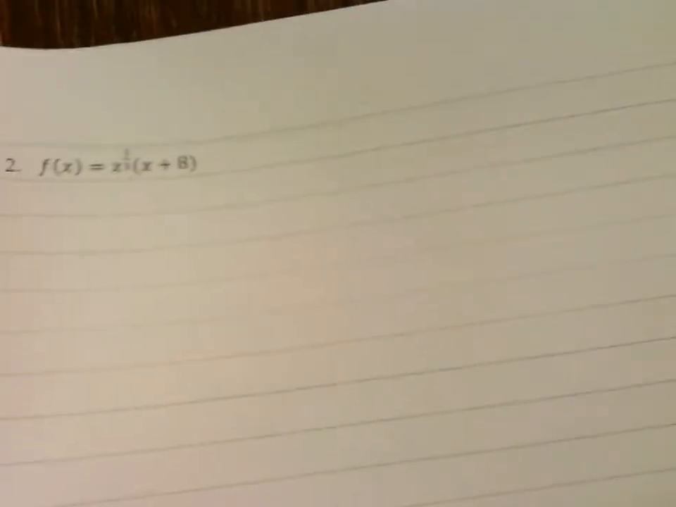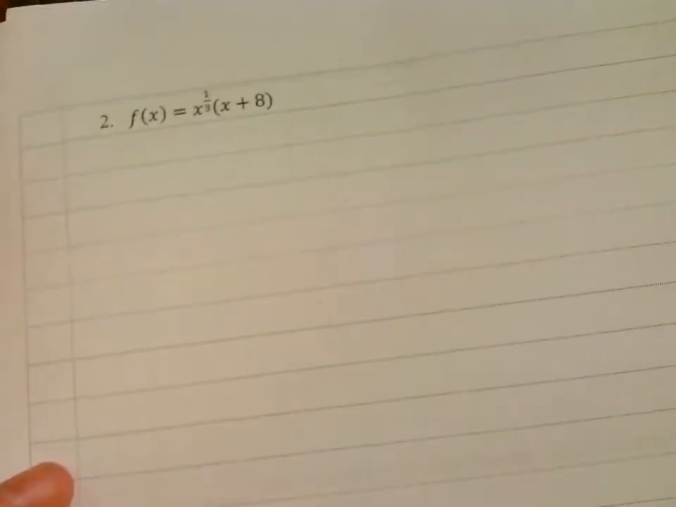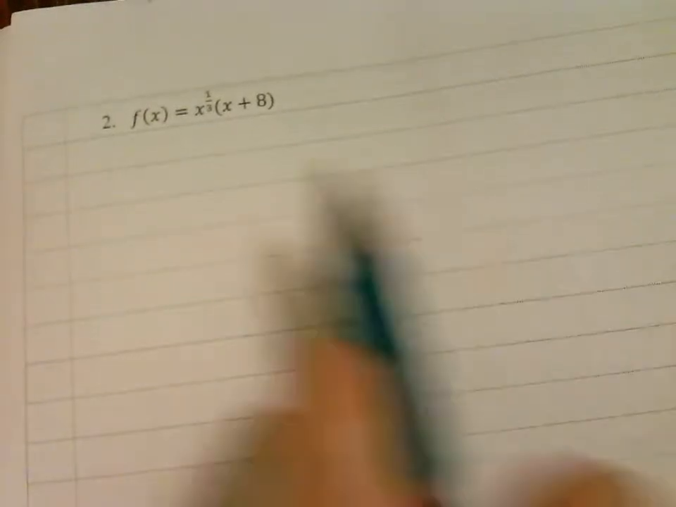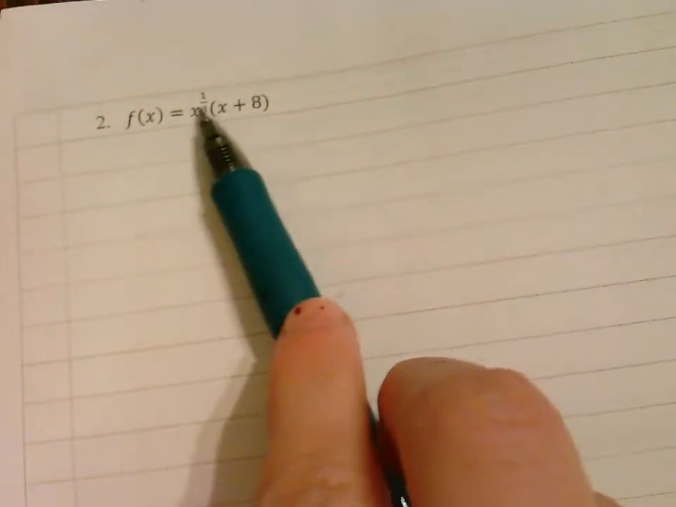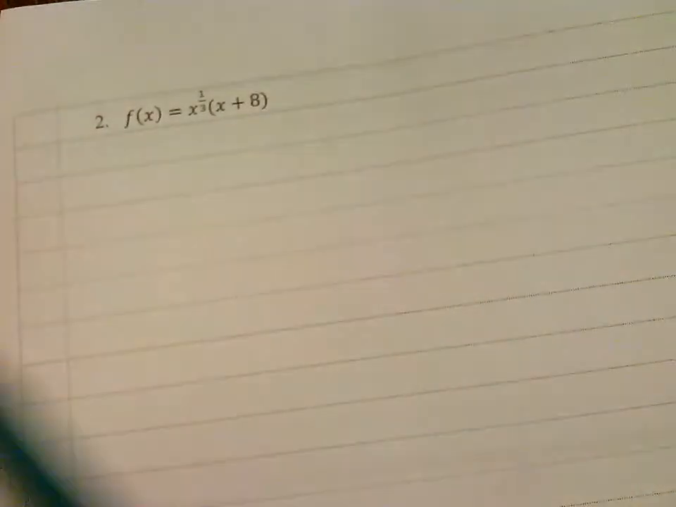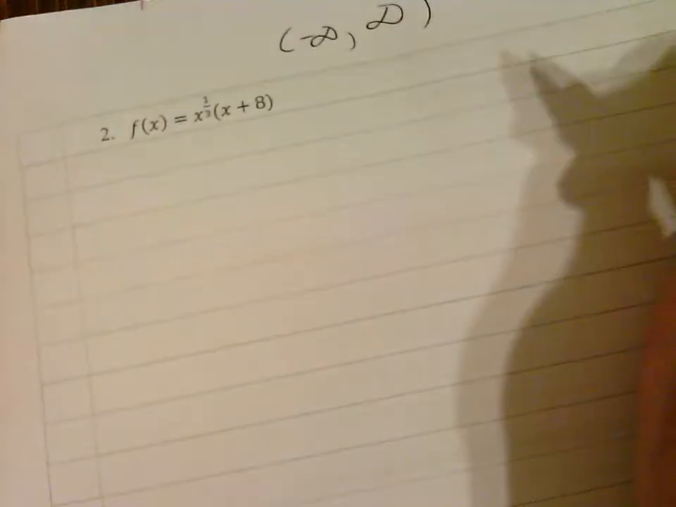Okay, we got another example here. So f of x is x to the 1/3 times x plus 8. We're still finding the extrema and intervals of increasing and decreasing. So domain, I would say that's negative infinity to infinity, and that's negative infinity to infinity. So the domain is negative infinity to infinity. Super.